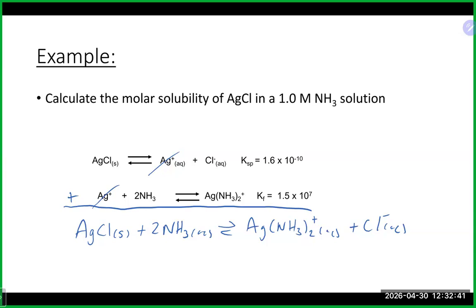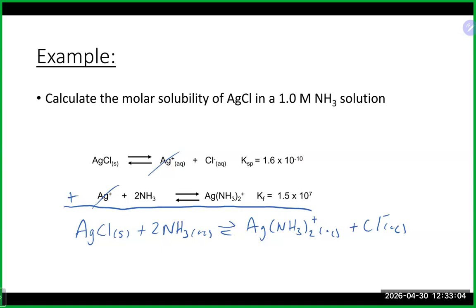We had our KSP or KF. I feel like I'm missing a bunch of them. KA, KB, all those guys. They're all really just equilibrium constants, right? So they're all the same thing, so it doesn't really matter. You can add them together. That also means I have no problem multiplying both of those together, right? It's no different than when you did KW equals KA times KB.